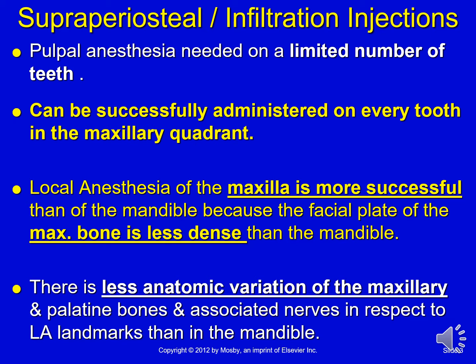So the maxilla arch is much more successful with local anesthesia. You need to know that for future quiz. The mandible is a little less successful, only because the maxillary bone is less dense. It's much thicker on the mandible for the anesthesia to have to go through that mandibular bone to finally get to the nerve and finally inside into the nodes of Ranvier. So the maxillary arch is much more successful. There's less anatomic variation of the maxilla and palatal bones than the landmarks in the mandible.